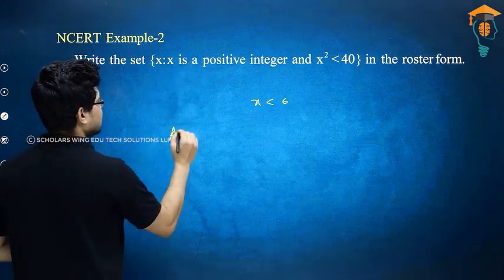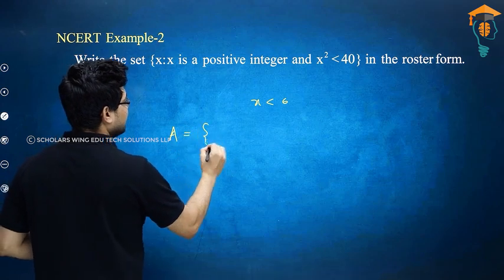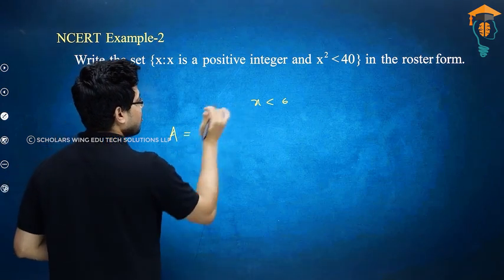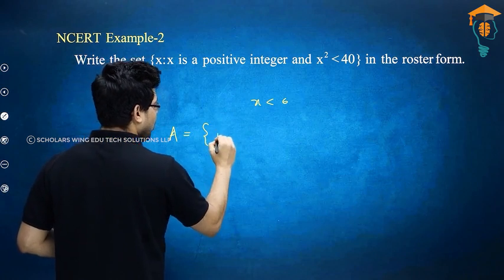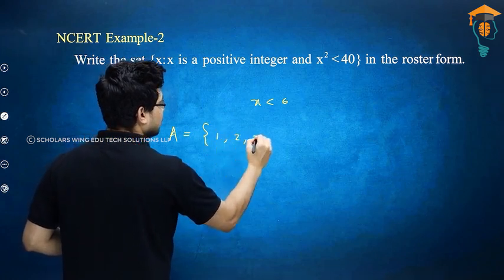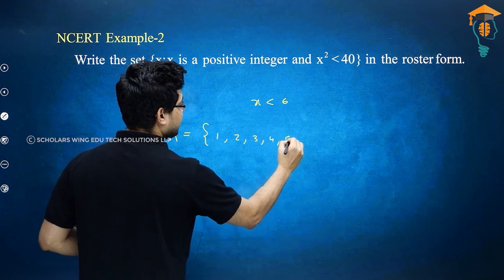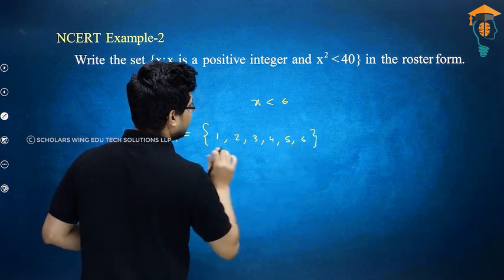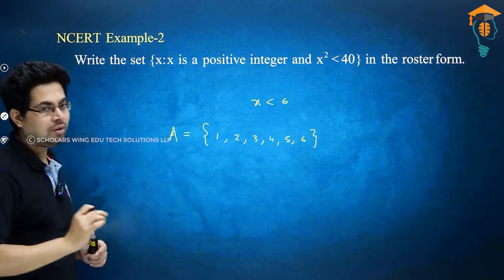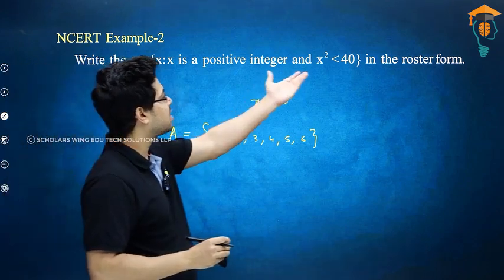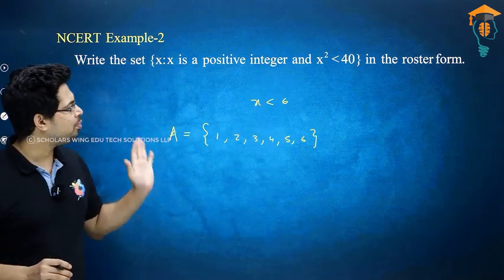Okay, let us call this set as A. And what are the elements? x less than 6 and x is positive. So it will be 1, 2, 3, 4, 5 and 6. If you square each of these elements, you will figure out that their square will always be less than 40. All right. Any problem, students?